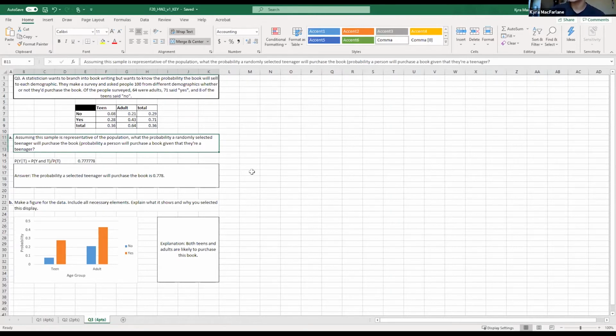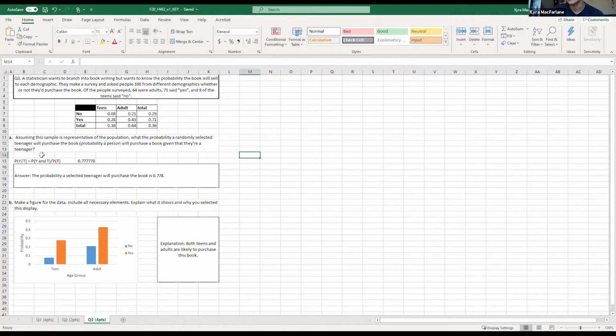Assuming the sample is representative of the population, what is the probability a randomly selected teenager will purchase the book? Probability a person will purchase the book given that they're a teenager. I reworded that for you so that it was easier to recognize that it's a conditional probability question. So I wrote that out as the probability of yes, given that they're a teenager, is equal to the probability of yes and teenager divided by the probability of being a teenager, which we get here. So yes and teen divided by the total probability of being a teenager. So the probability a selected teenager will purchase the book is 0.778.